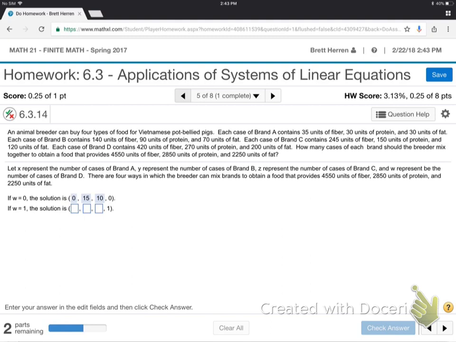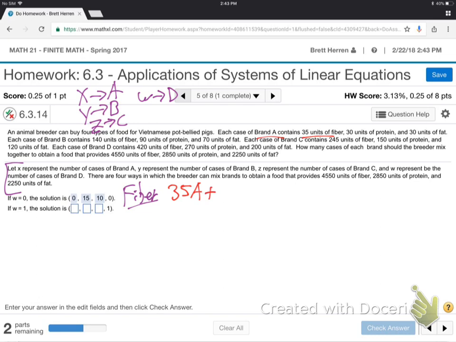Okay, here we go. So, notice X is how much A, Y is how much B, Z is how much of brand C, and W is how much of brand D. That's what they told us. Okay, that's what they're saying down here. All right, here we go. Now, my equations on this one are balancing out the amount of fiber, protein, and fat. I'm going to have a fiber equation first off. Fiber. What does it say about fiber? Well, brand A is 35 units of fiber. So 35A. Or X. You can use A or X or whatever you want. I'm just going to use A.